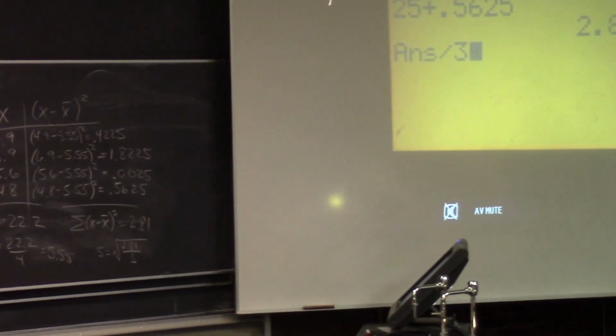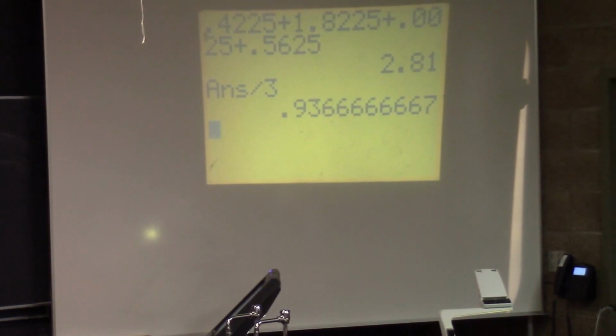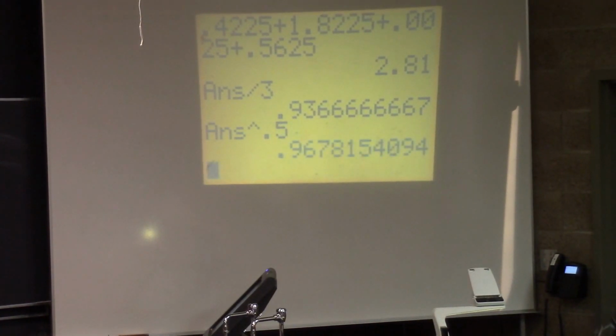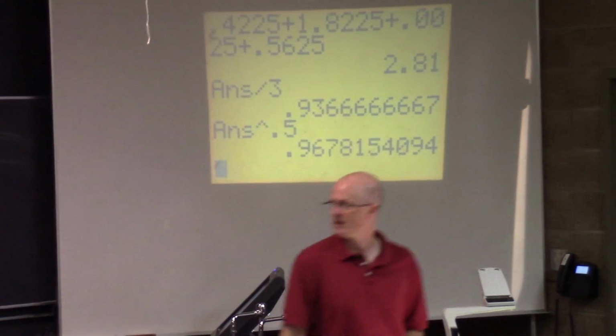2.81 divided by 3 is about 0.937. Take the square root of that, you can raise to the 1/2 power. The answer is about 0.9678. Probably we should round that to about 0.97. That's the standard deviation.